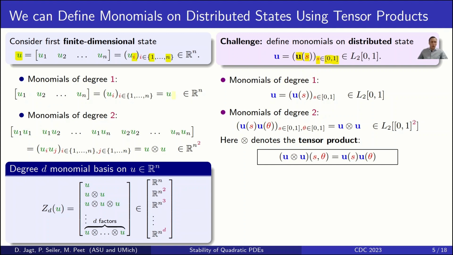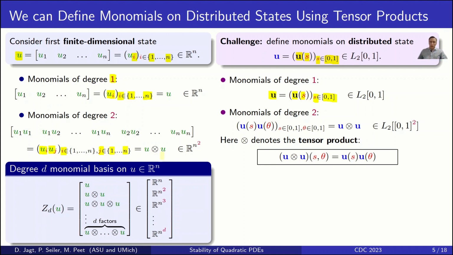So then, just as the monomials of degree 1 in the finite dimensional case are given by all ui for i ranging over 1 up until n, in the infinite dimensional case, we should consider all variables u at s for s ranging over 0 to 1. So this, of course, corresponds just to the state u itself. Similarly, the monomials of degree 2 in the finite dimensional case are given by these products ui times uj for i and j ranging from 1 up until n.